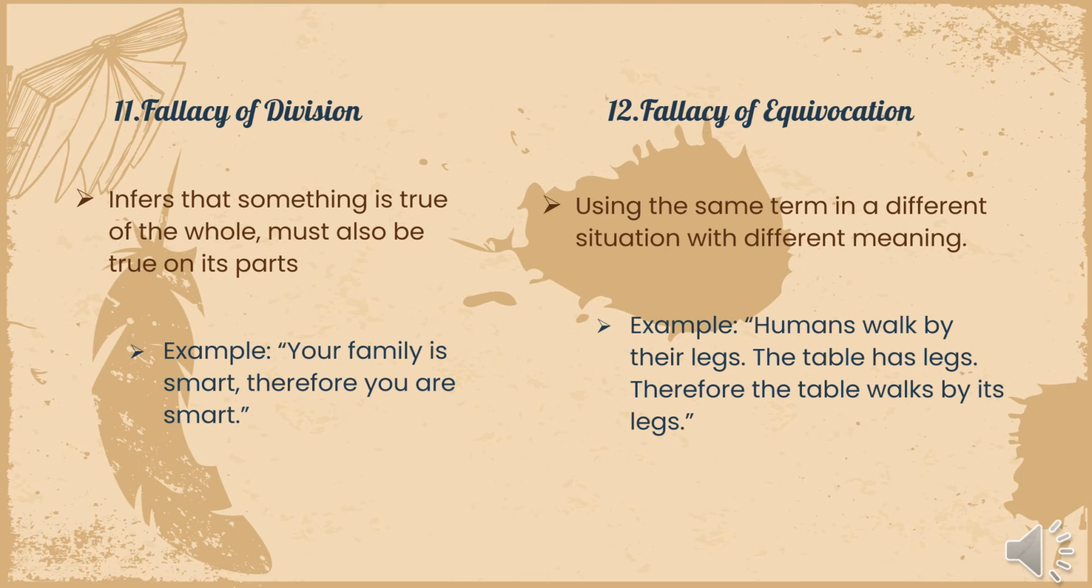Number 12, fallacy of equivocation. Using the same term in a different situation with a different meaning. Example: humans walk by their legs. The table has legs. Therefore, the table walks by its legs.